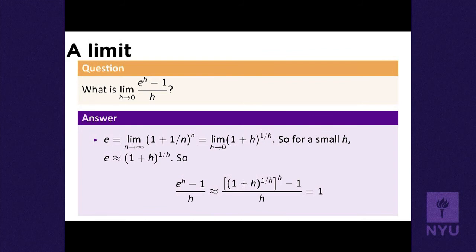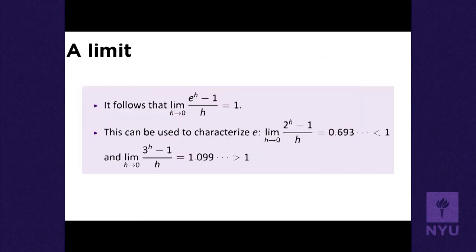1 plus h to the 1 over h to the h, well, these two are going to cancel away, leaving me 1 plus h. And then the 1 and the 1 are going to cancel away, leaving me just the h. And the h and the h will cancel away, and I'll be left with 1. All right, so by the definition of e as this limit, it looks as if the limit as h goes to 0 of e to the h minus 1 over h is exactly 1. You can check this numerically.